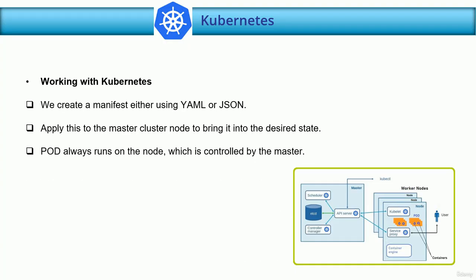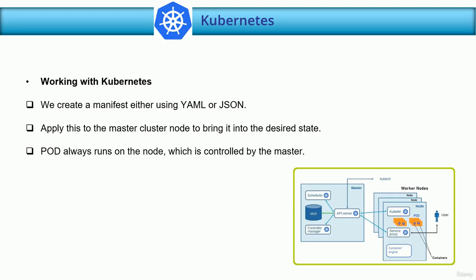The very first thing: when a user wants to interact with your Kubernetes cluster, they first have to create a manifest, either using YAML or JSON language. Suppose I want to create 5 containers in my Kubernetes cluster. So you have to write code for that. You can use either YAML or JSON language for the creation of the code, and that written code is known as a manifest.